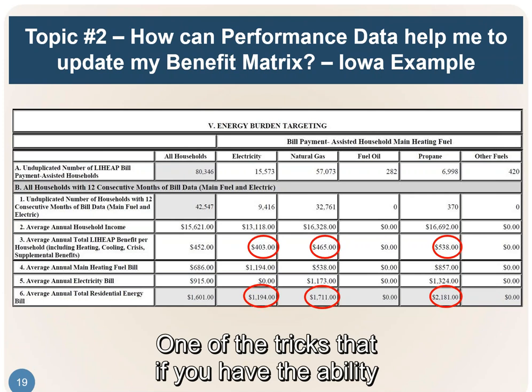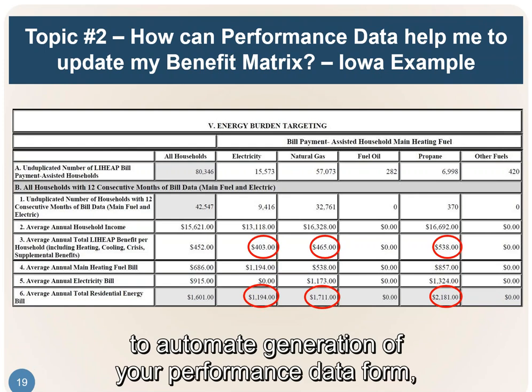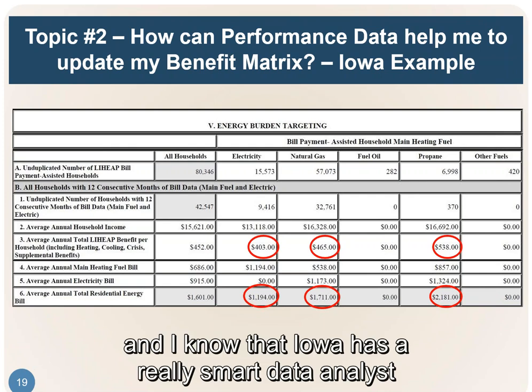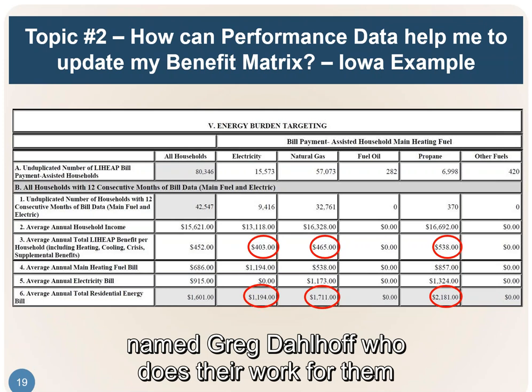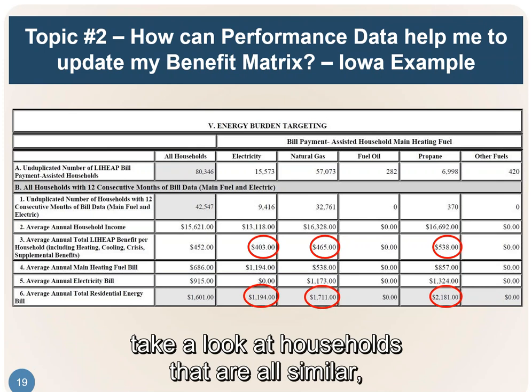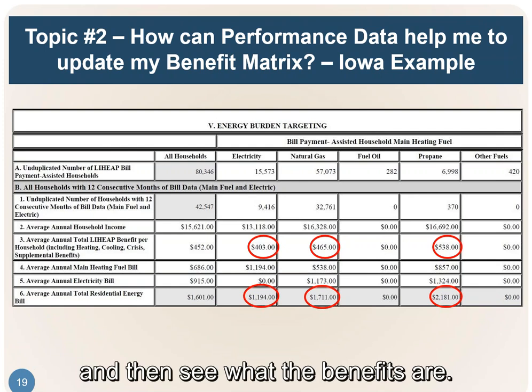One of the tricks, if you have the ability to automate generation of your performance data form, and I know that Iowa has a really smart data analyst named Greg Dahlhoff who does their work for them, is that he could take a look at households that are all similar and then see what the benefits are.